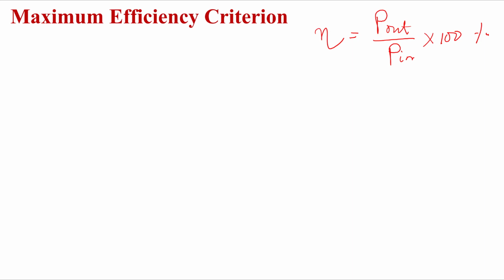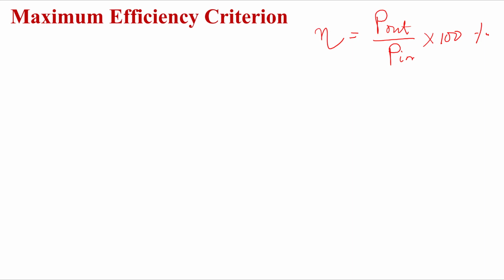That means I want to find the load, because at full load we may not get the maximum efficiency. So I want to find a load at which the machine will give me the maximum efficiency. Why is this important to know? Because when I know the point where the machine is giving the maximum efficiency, if it is operated around that point, then the losses will be less.